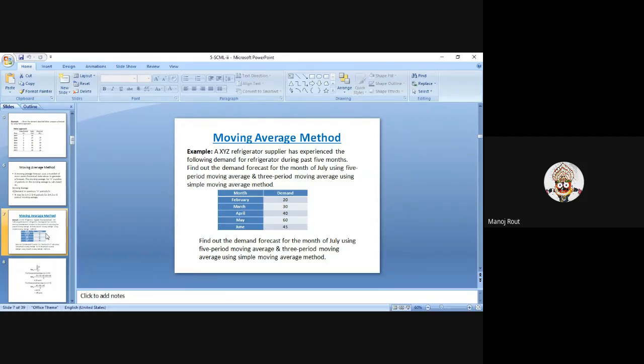Here, to calculate the value, in the case of a 5 period moving average, you can use all the data. That means the summation of 20 plus 30 plus 40 plus 60 plus 45, divided by 5. In the case of a 3 period moving average, you use 40 plus 60 plus 45, divided by 3. That is your answer.